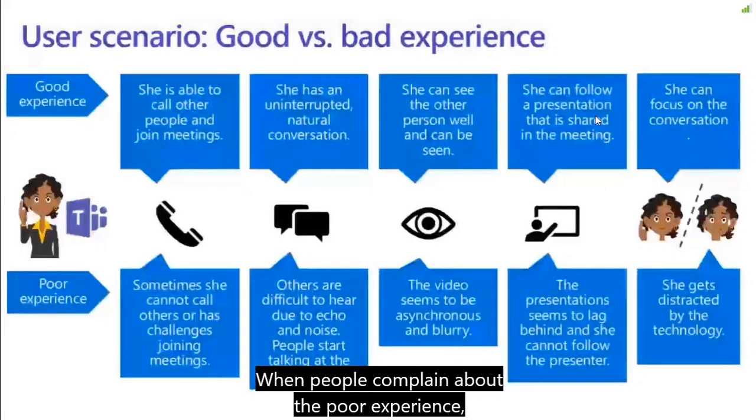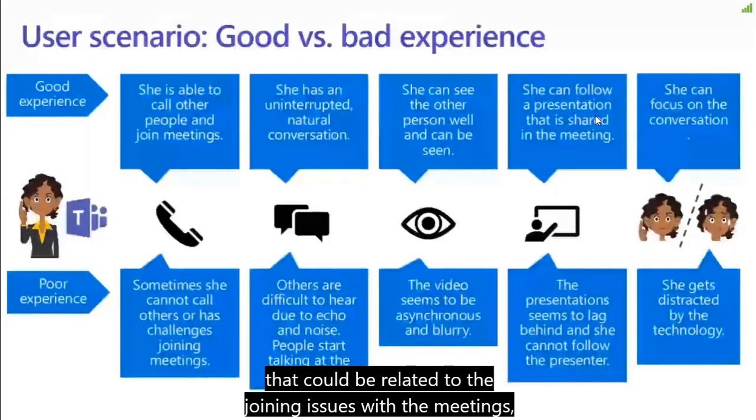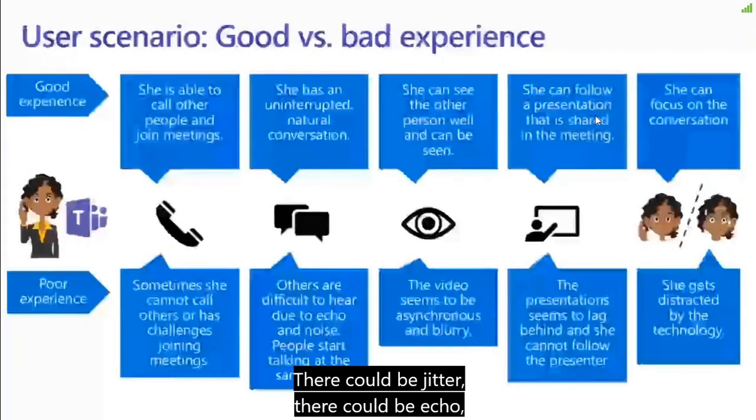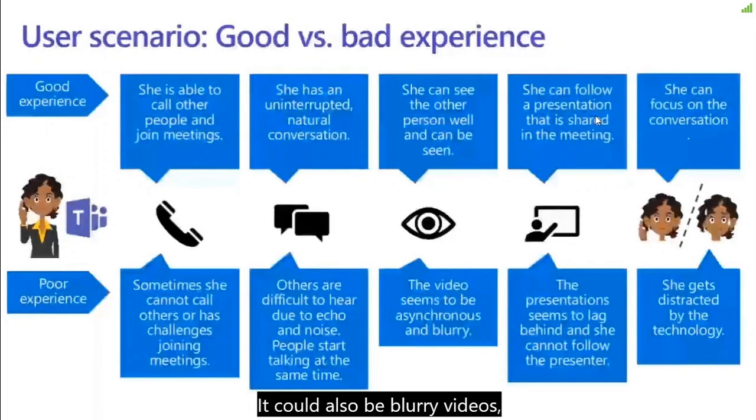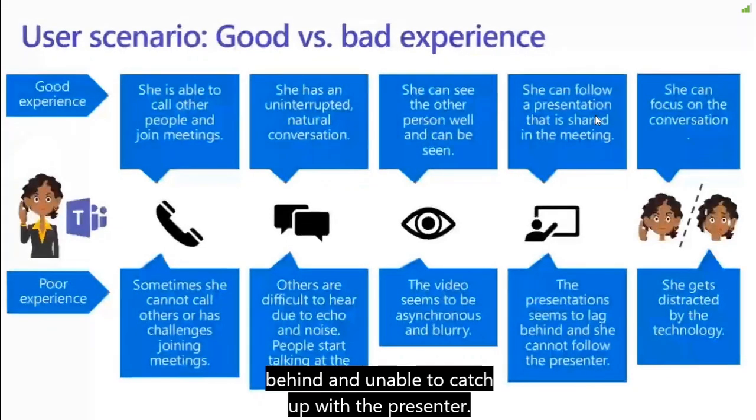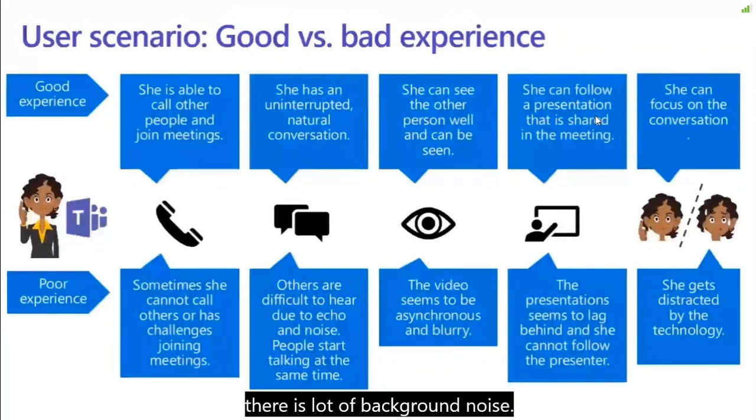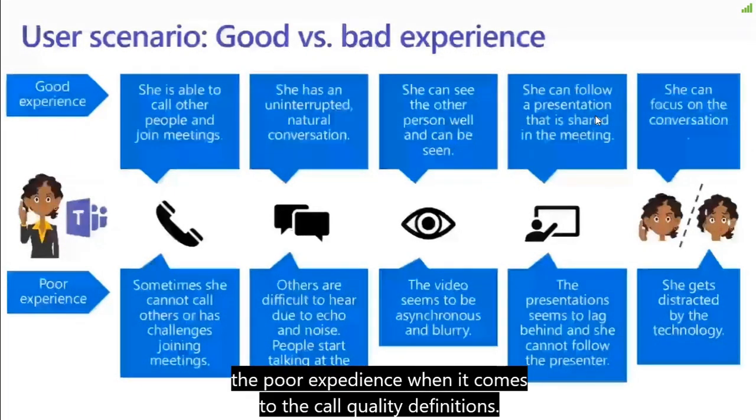And when people complain about a poor experience, that could be related to joining issues with the meetings. That could be related to difficulty in hearing the voice. There could be jitter, there could be echo. The video is not synchronous. It could also be blurry videos. The presentation seems to be lagging behind and unable to catch up with the presenter. Sometimes the person gets totally distracted. There is a lot of background noise. All these things become part of the poor experience when it comes to the call quality definitions.